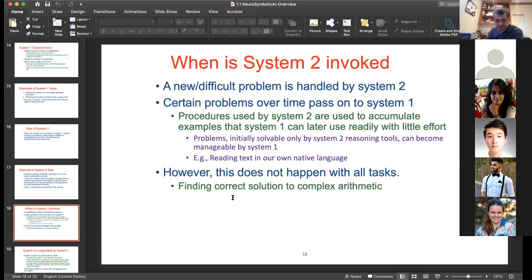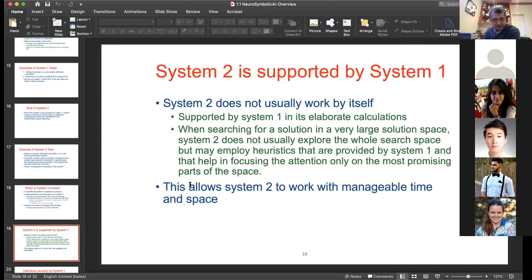However, that does not happen with all tasks. Finding the correct solution to complex arithmetic, all right? Well, okay, I've solved 17 times 24. Can I pass it along to system 1? Complex arithmetic, right? Maybe not. A lot of problems, it can be done, and sometimes it is.